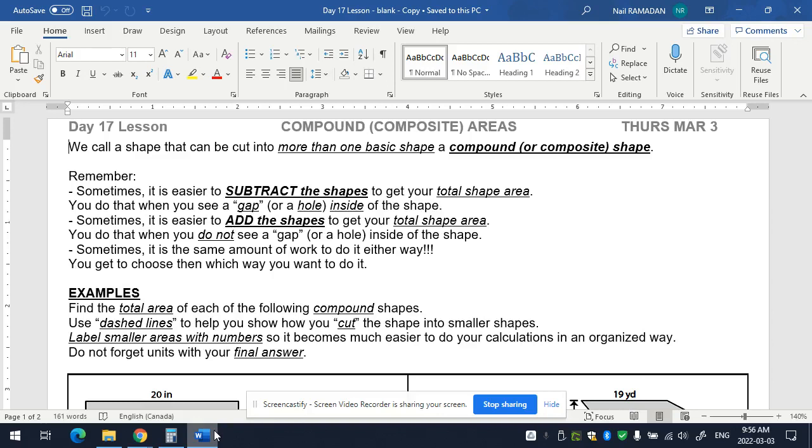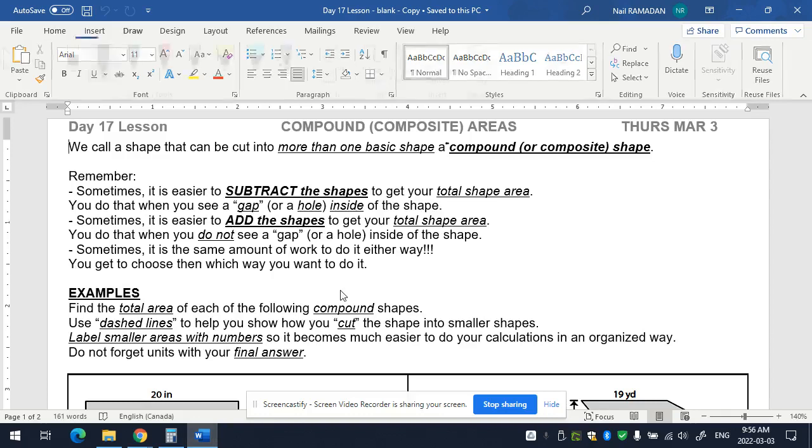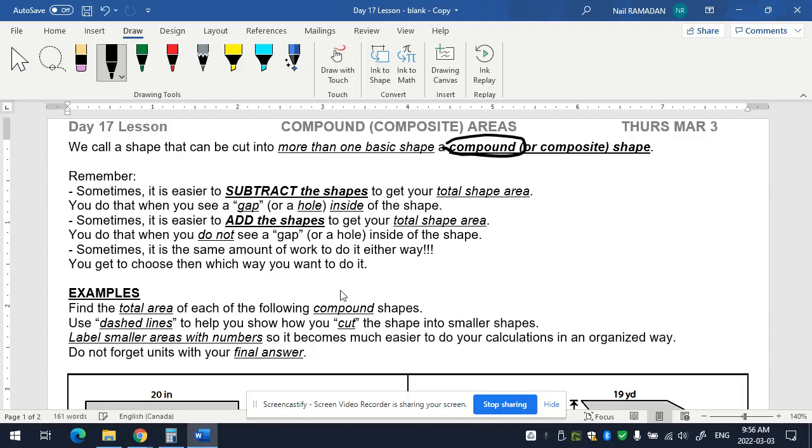Okay, so we call a shape that could be cut. The key word today is cut. Cut into more than one basic shape. You can use the word compound or composite. Okay?